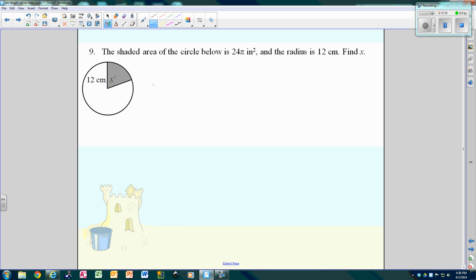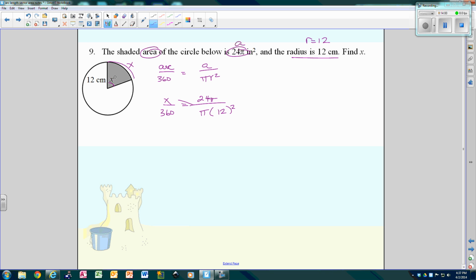All right, and then look at number 9. They're giving you the shaded area, so they're telling you that the area is 24 pi. They're telling you your radius is 12, and this time they're asking you to find this angle. Well, remember that angle is the same as this arc. So we have to use arc over 360 equals the area over pi r squared, because we're talking about area. So the arc is x. 360 stays the same, it's given. A is your area, that's 24 pi, over pi 12 squared.